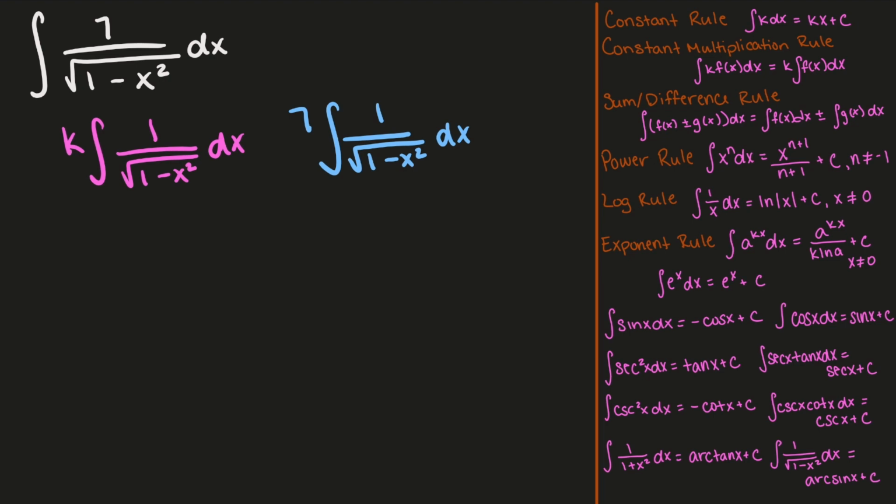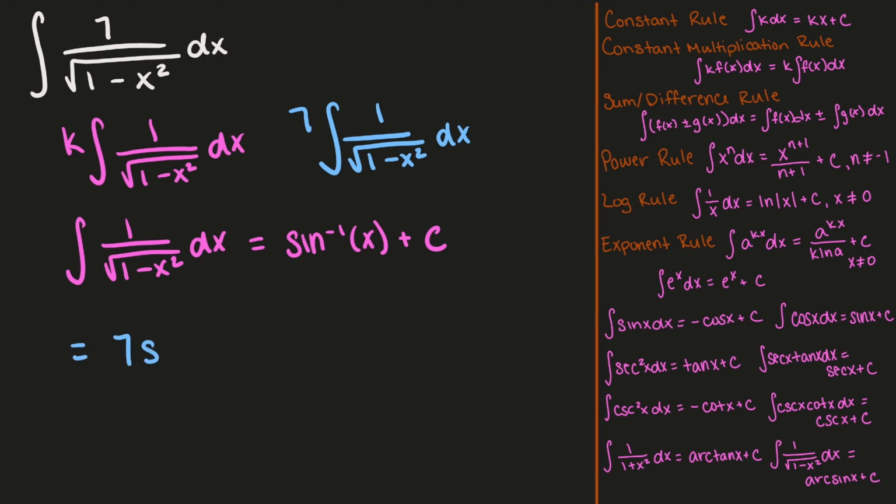This is one of our trig integrals. This is our arc sine or our inverse sine. So the integral of 1 over the square root of 1 minus x squared dx is equal to our inverse sine, sine to the negative 1 x plus c. So let's solve this. This is going to be equal to 7 times sine to the negative 1 x plus c, or 7 arc sine x plus c. Either way is correct, and that's our answer.